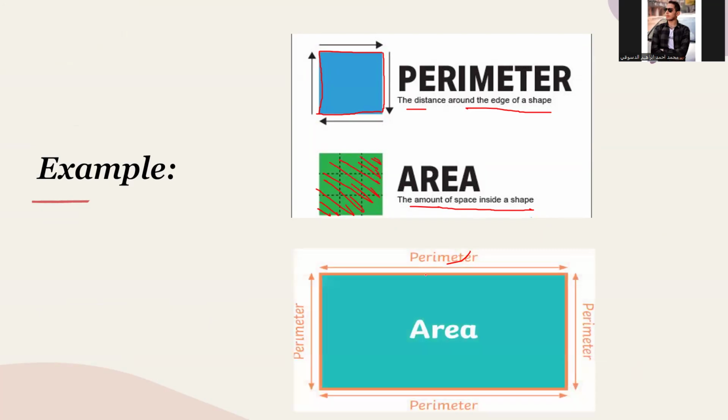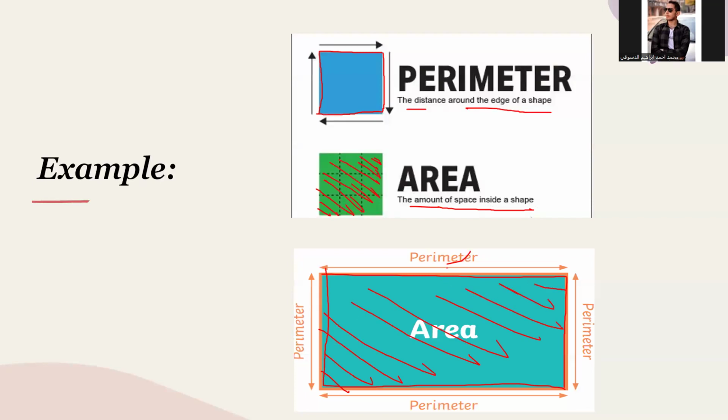For another example, if I have this shape, the perimeter is the sides around the shape, but the area is the total surface. So the perimeter is the total distance, but the area is the total surface. Okay, to get the perimeter, we need to focus that the perimeter is an addition, but the area is a multiplication.